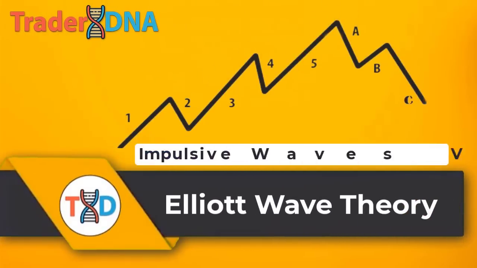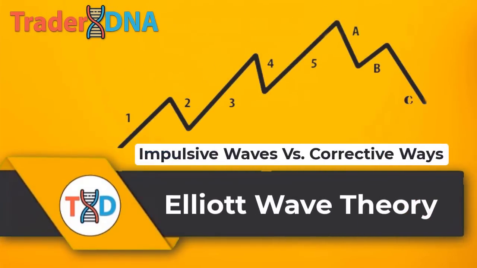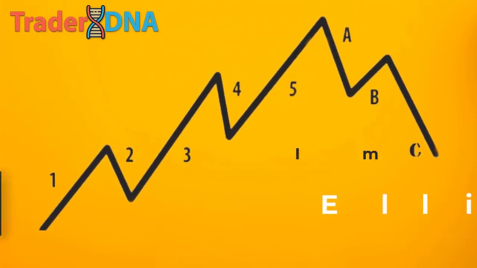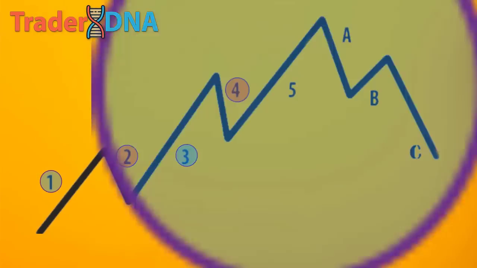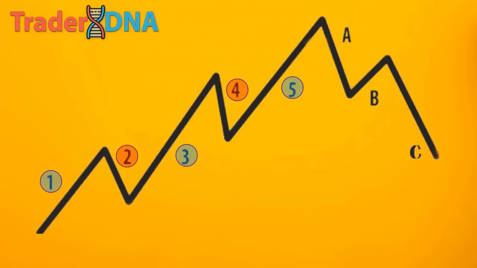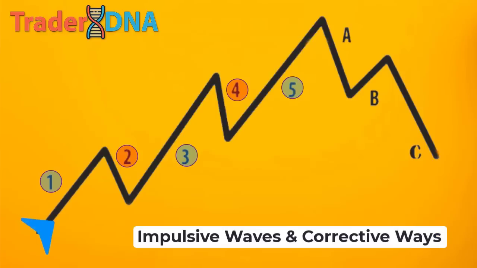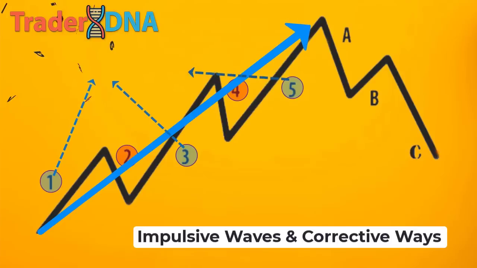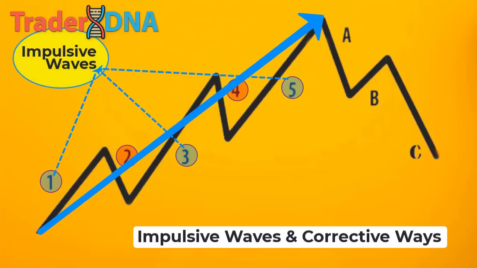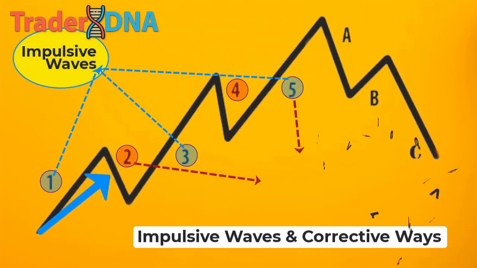Elliott Wave theory: impulsive waves versus corrective waves. The Elliott Wave theory is a technical analysis approach that involves observing a pattern of 5 consecutive waves before making trading decisions. The theory distinguishes 2 types of waves: impulsive and corrective waves. First, impulsive waves move in the same direction as the overall trend, and they reinforce the trend. Second, corrective waves move against the overall trend and occur in a series of 5.